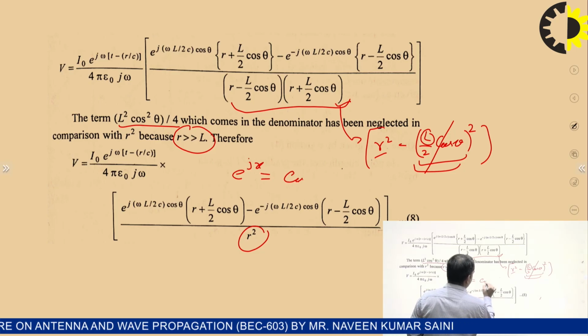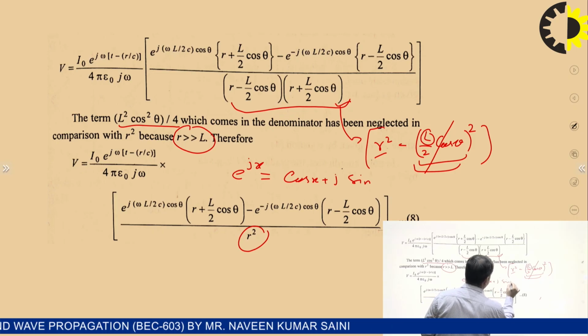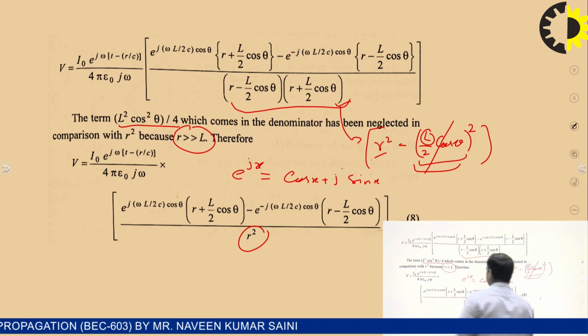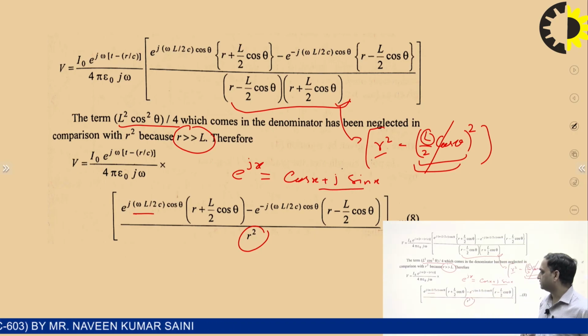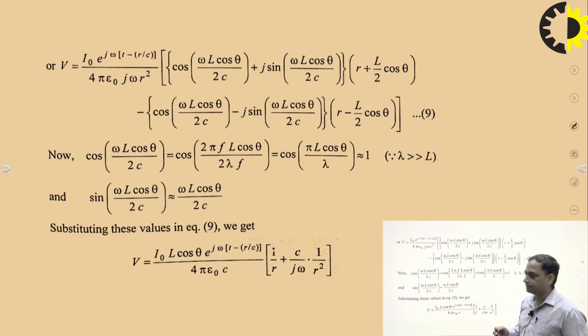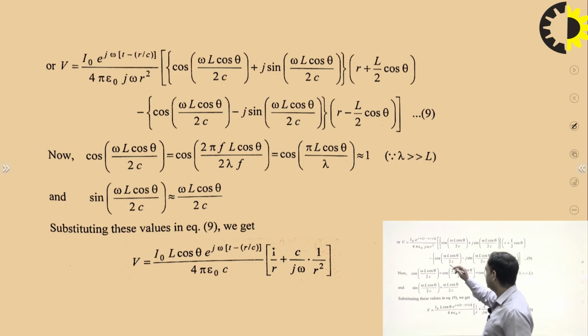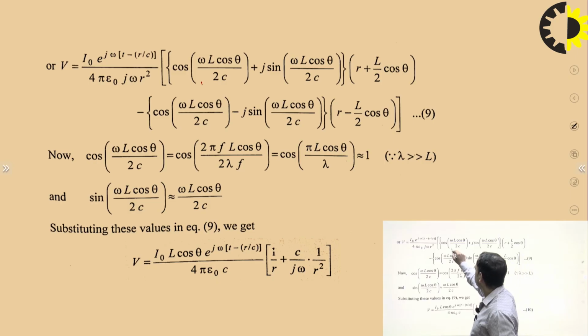This is cos x plus j sin x. Okay, so we are converting this equation into this form. Now we will apply some trigonometric approximations using the conditions that lambda is very much greater than L and R is very much greater than L. So in this way, just take this one, because this is the same value.